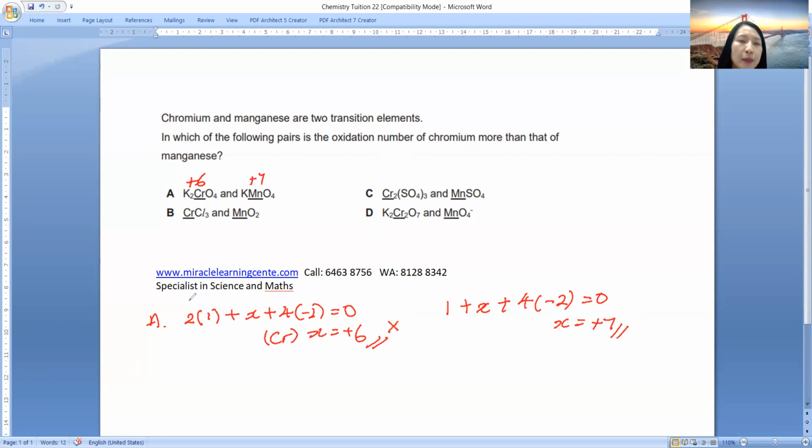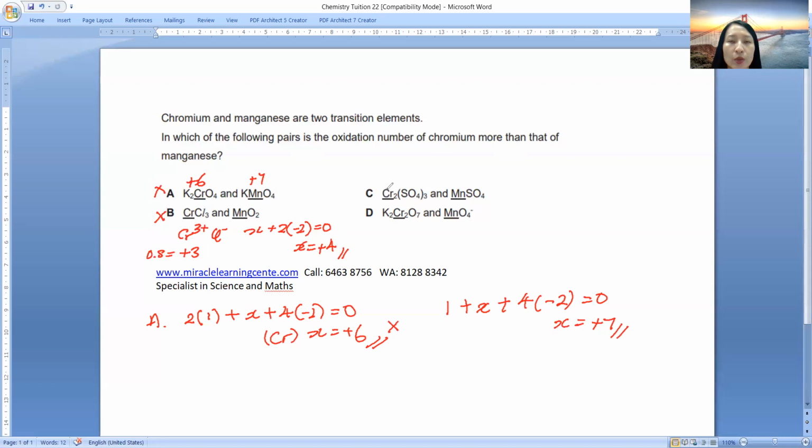How about B? Let's look at B. This is actually 3. That means chromium actually has to be 3+ and chloride is minus, right? That's how they got CrCl3. So it means chromium here is actually +3 for the oxidation state, or oxidation number, it's the same. This one, MnO2. If you're not sure, you can calculate it out. Let manganese be X, plus 2 times -2, because oxygen is -2, equals 0. So X equals +4. So it's also not greater. So this is also not the answer.